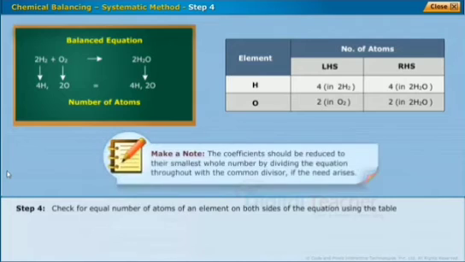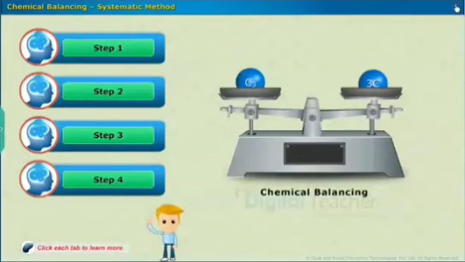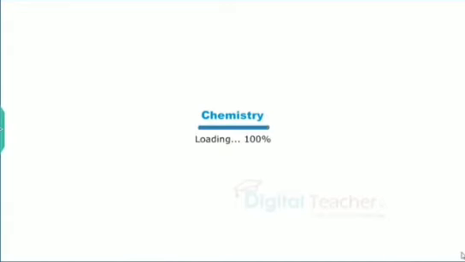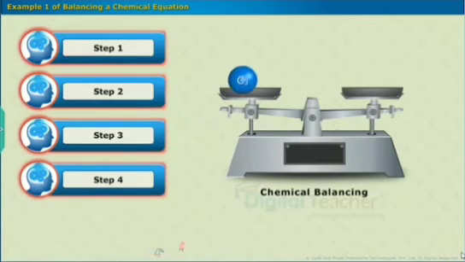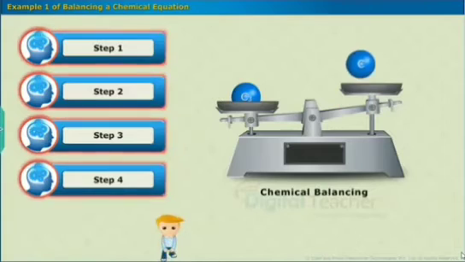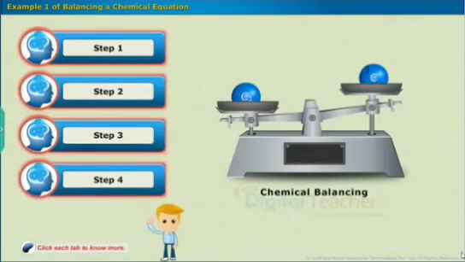Make a note. The coefficients should be reduced to their smallest whole number by dividing the equation throughout with the common divisor, if the need arises. Now let us apply these steps to balance an unbalanced chemical equation. Example 1 of balancing a chemical equation. Click each tab to learn the steps in detail.